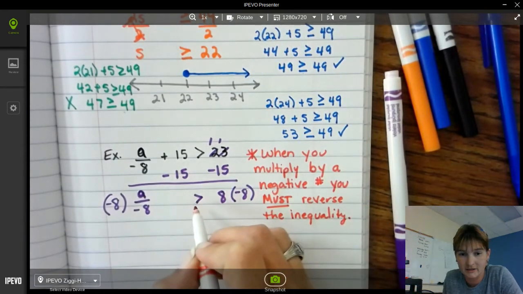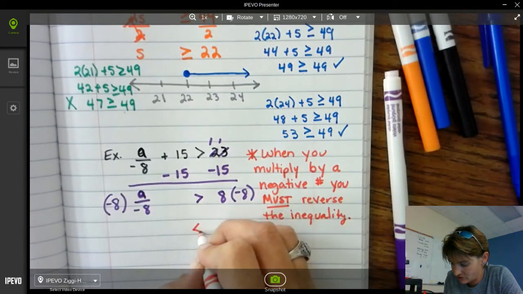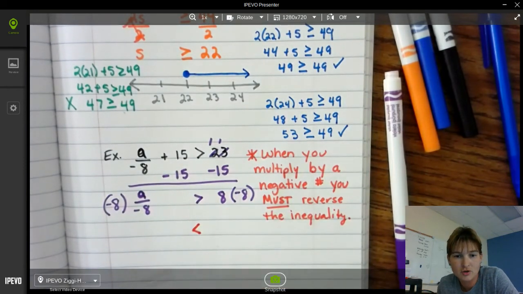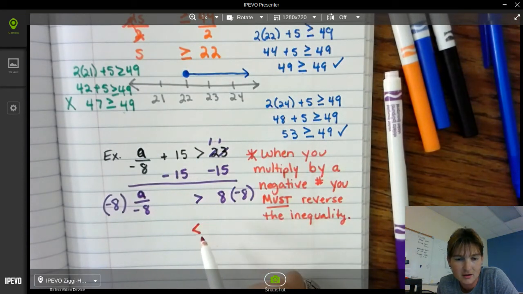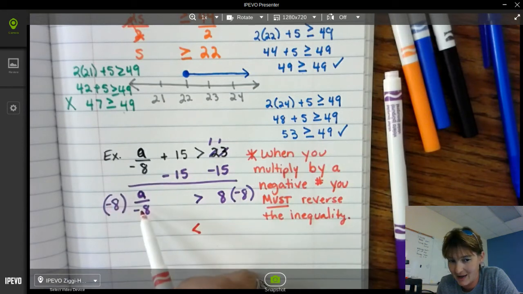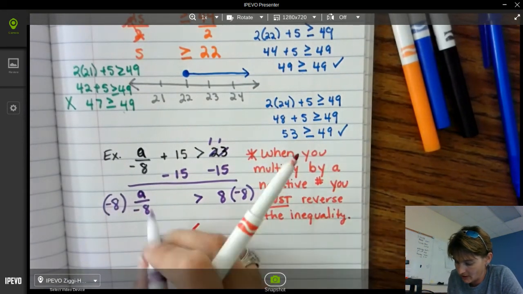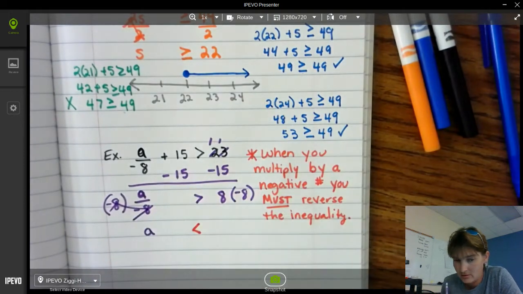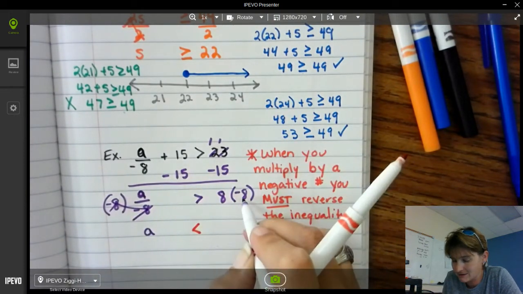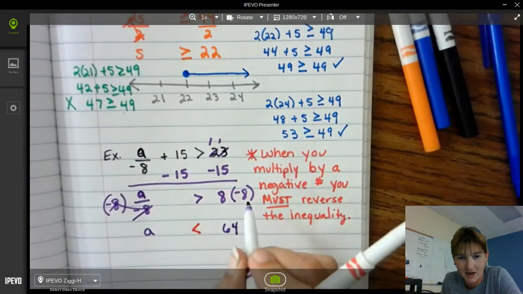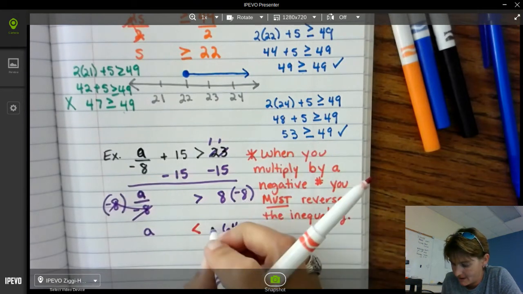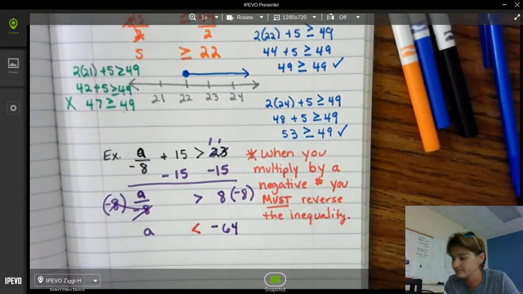So this inequality now switches over. You started off with a greater than symbol. You're going to reverse it to a less than symbol. It is because you are multiplying by the negative. Okay? So 8 divided by 8 does equal 1, so you're left with A by itself. Now, 8 times 8 is 64, and a positive times a negative equals a negative. Very good.